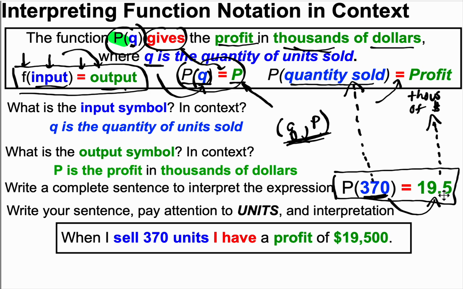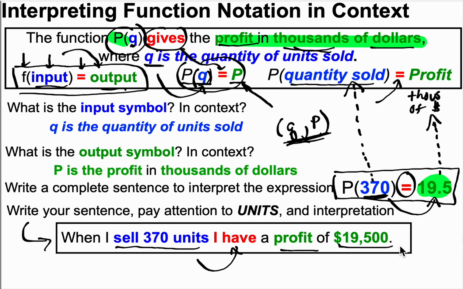So we need to pay attention to units when we're doing this. And remember, this output is not $19.5, because profit is in thousands of dollars. So we need to make sure that we are paying attention to our units. So here, if I write this as a sentence contextually, when I sell 370 units, that's the equal sign, it gives me a profit of $19,500. So this 19.5, I need to multiply by $1,000 to get how many dollars? That's $19,500.